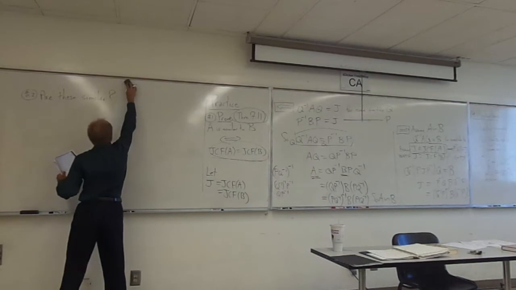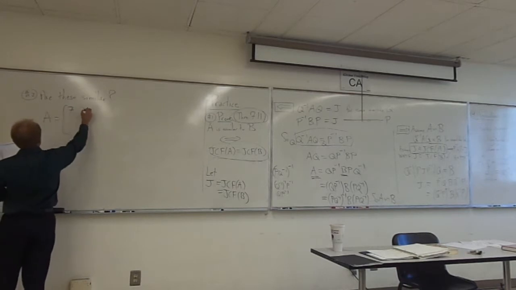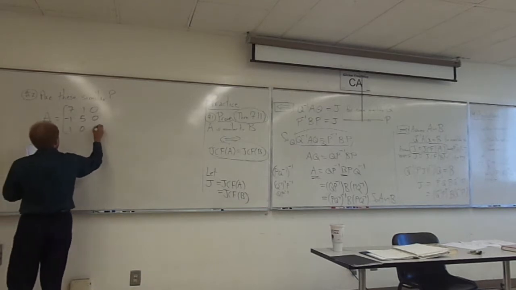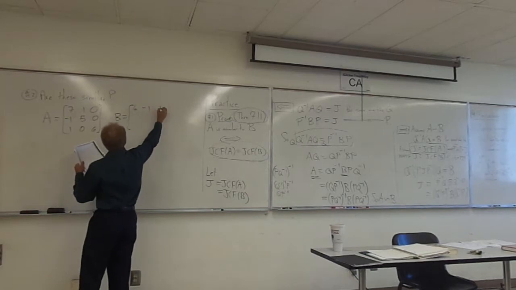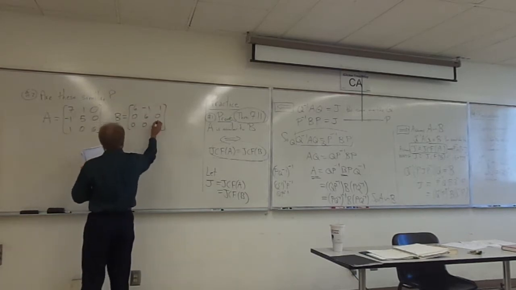Okay, so here we go. The first one is capital A, the matrix 7, 1, 0, negative 1, 5, 0, 1, 0, 6. And B is the matrix 6, negative 1, 1, 0, 6, 0, 0, 0, 6.